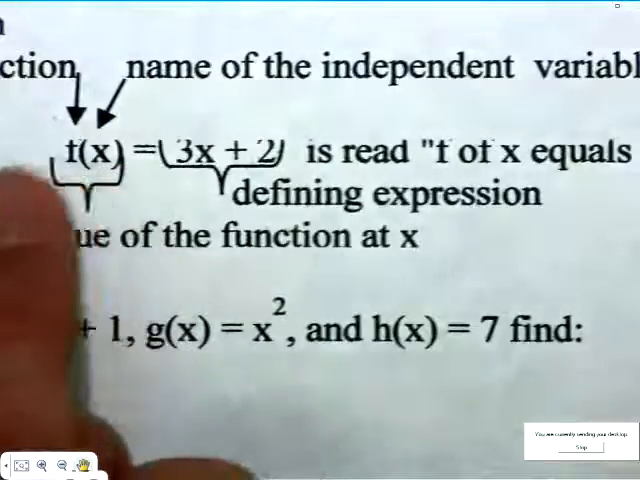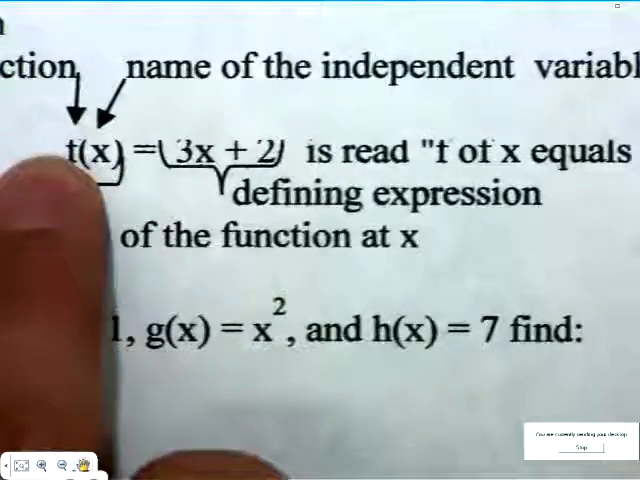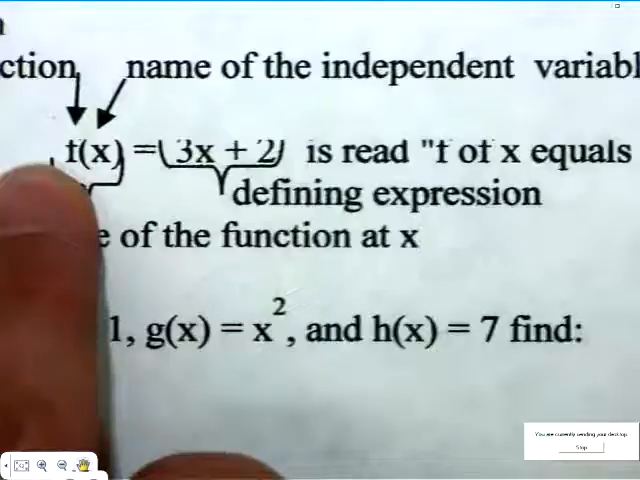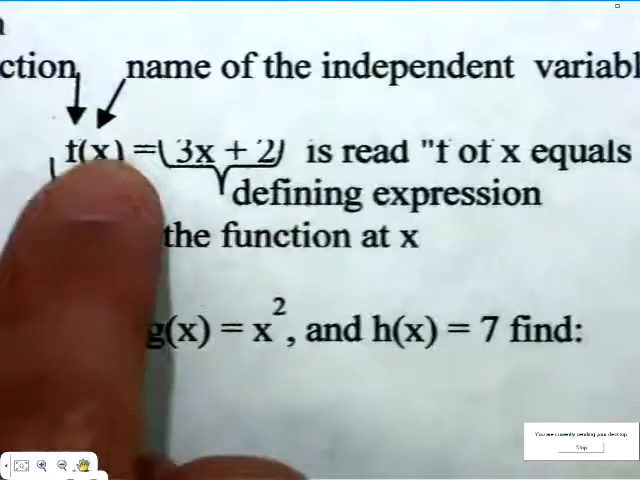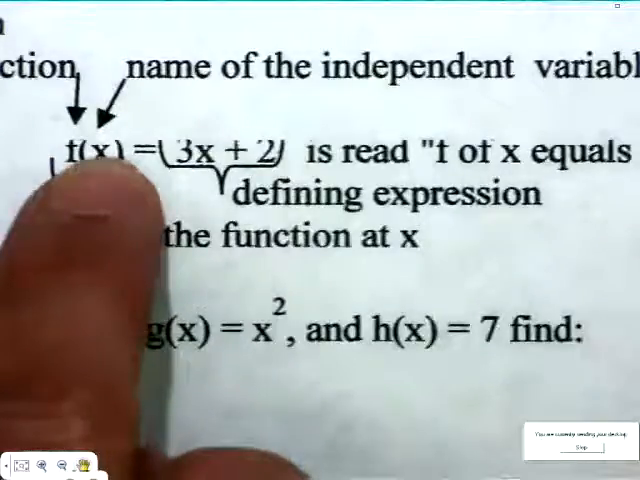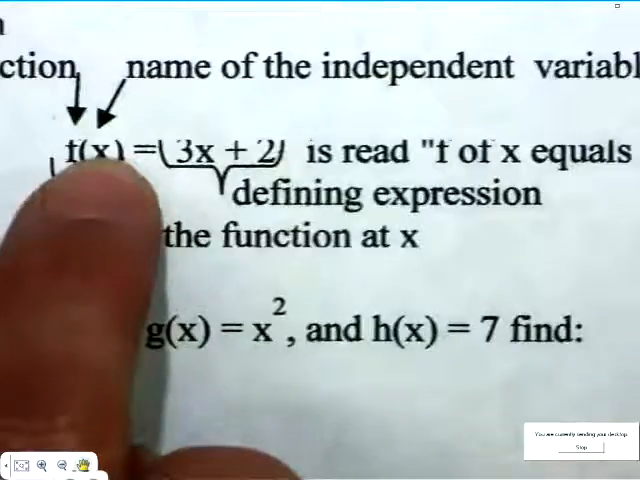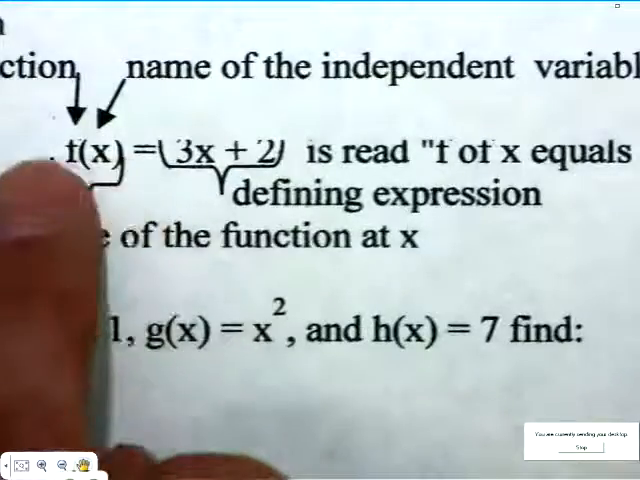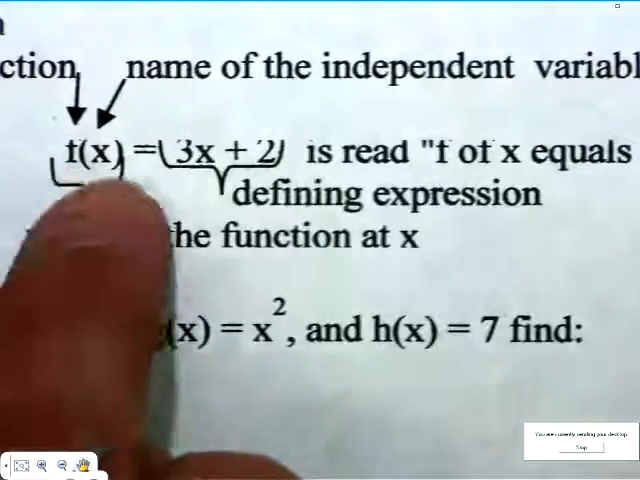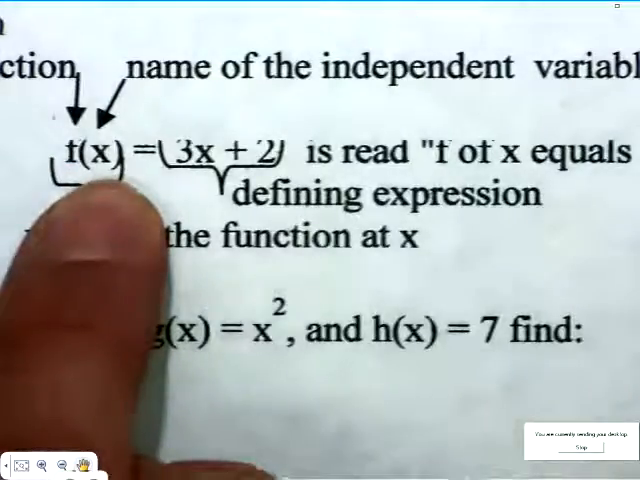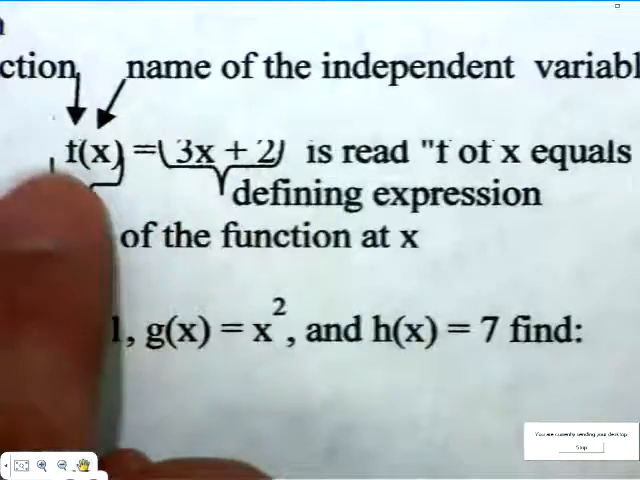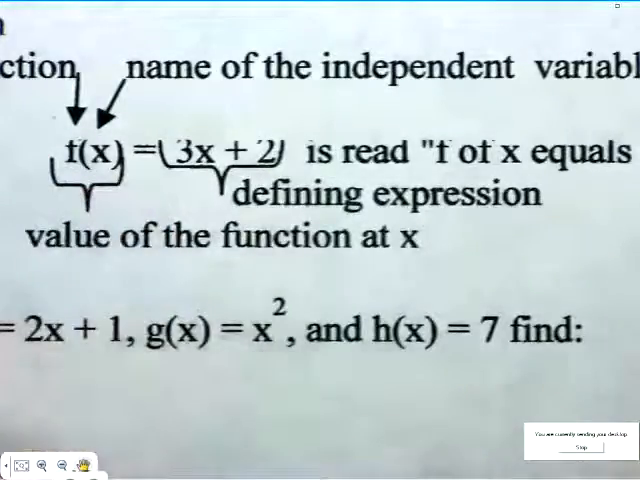So now that we have function notation, I don't have to write the whole sentence: evaluate 3x plus 2 when x is 7, and then evaluate 3x plus 2 when x is 4. I can just say, find f of 7. And that means put 7 in place of x and simplify it. Or f of 4 means put 4 in place of x and simplify it.